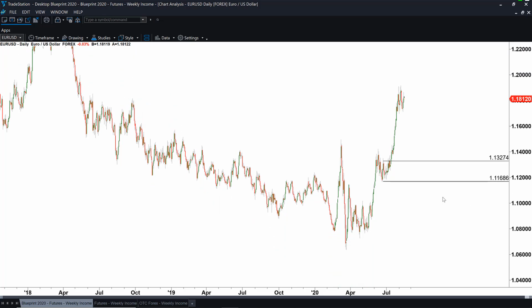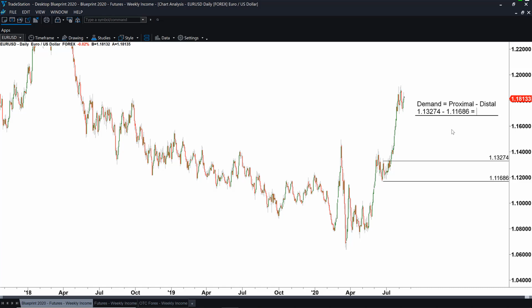So what we're gonna do now, very, very simple. For demand, what we're doing is we're just taking the distal and we're subtracting it from the proximal. So we're gonna say proximal minus distal. This in general is how you calculate the pips for demand. And then you would have 1.13274 minus 1.11686.